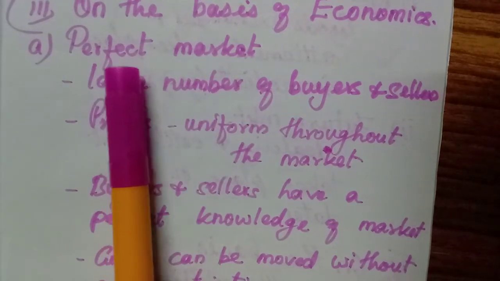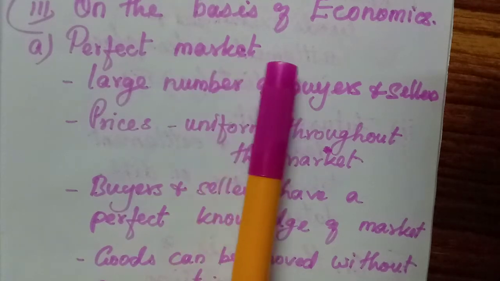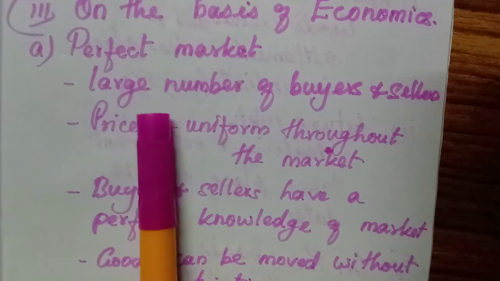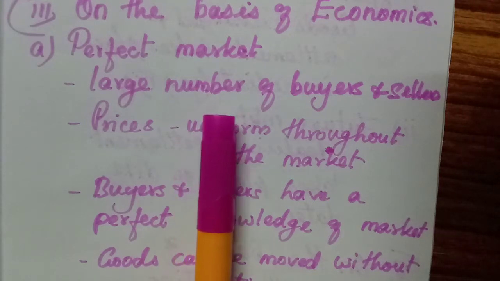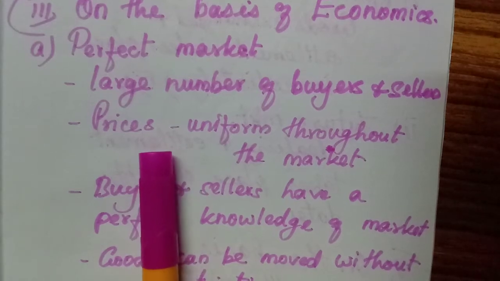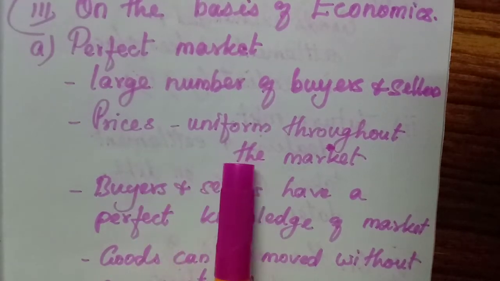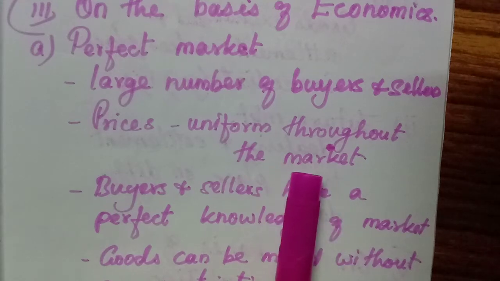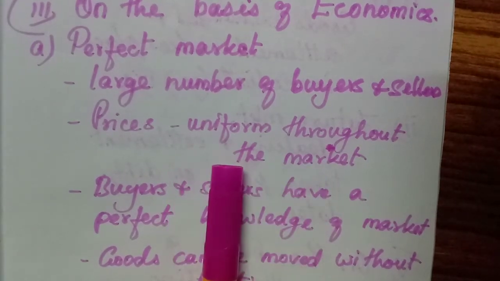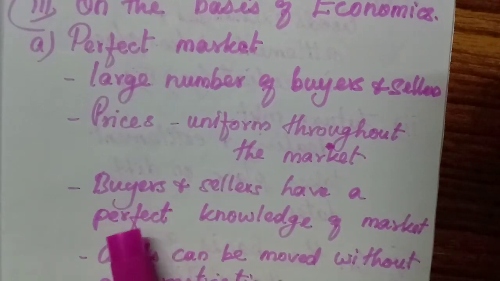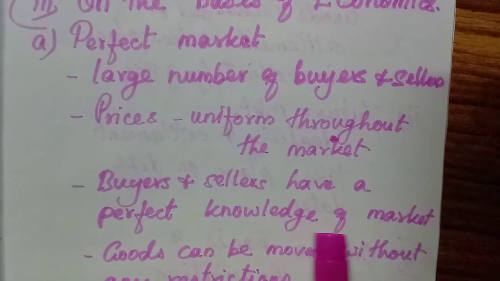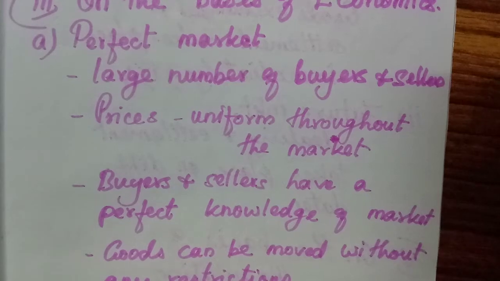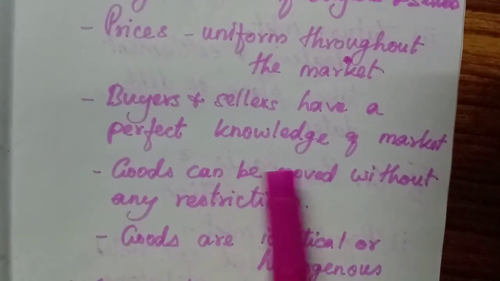So what is perfect market? Here in this market, a large number of buyers and sellers will be available, and the prices of the commodities will be uniform throughout the market. In the whole market the prices will be same. Then the buyers and sellers have a perfect knowledge about the market. Knowledge about the market means the product available, everything, they will have a perfect knowledge.